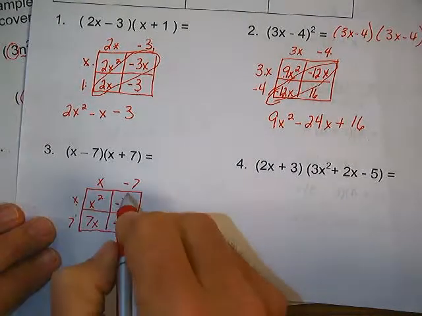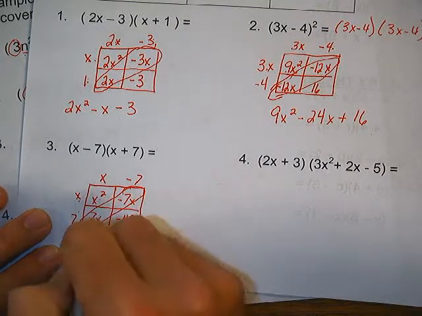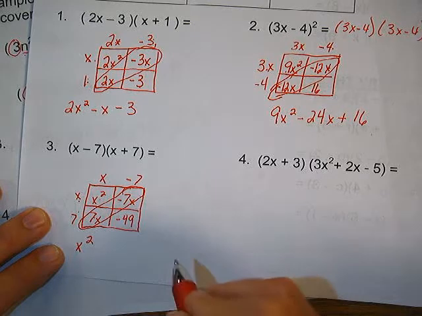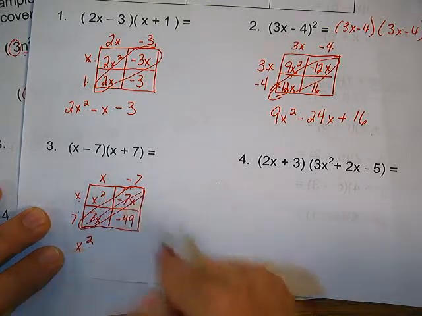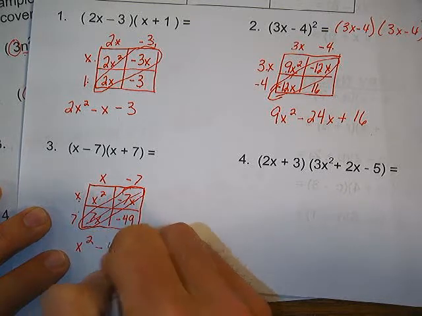Combine like terms. We have x squared. Now, negative 7 plus 7 is 0, so that's really gone. Okay, so all we have left is x squared minus 49.